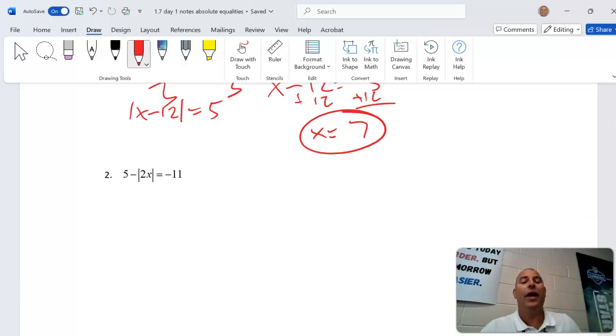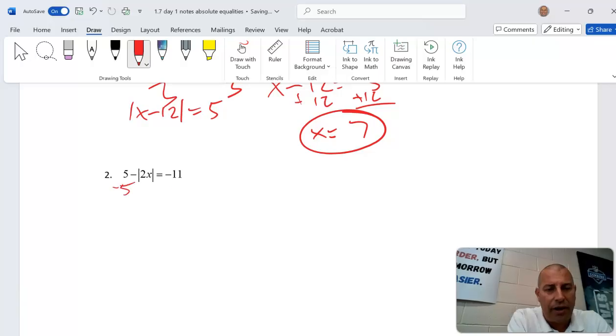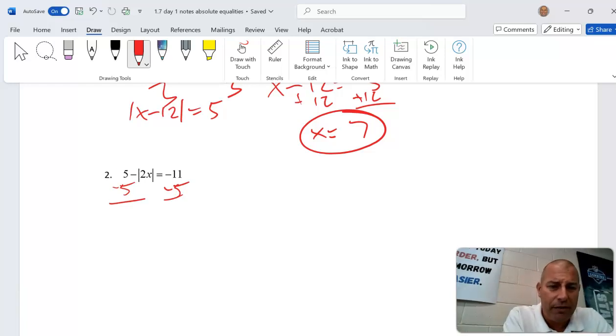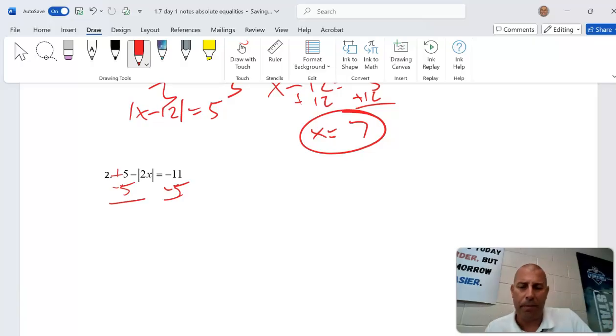Okay, undo any addition or subtraction. Now, as much as it doesn't look like it, we're going to undo by subtracting a 5 from both sides, because technically that 5 is being added on. That minus sign is with the absolute value bar. So remember, we're always looking to the left of it. So you want to put a little plus sign in there so you can better see it.